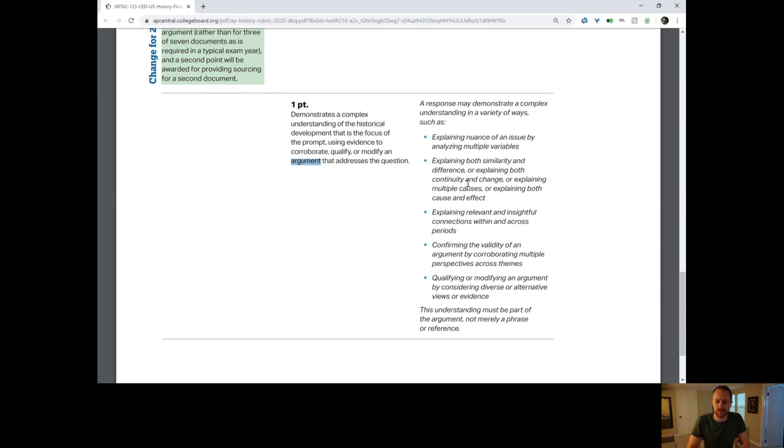Okay, so basically those are the historical reasoning skills that we've talked about this year. You can get it by explaining relevant or insightful connections within and across time periods, confirming the validity of an argument by corroborating multiple perspectives across themes. And then lastly, you can get it by qualifying or modifying an argument by considering diverse or alternative views of evidence. Okay, so I would encourage you to study that list, and I'm going to just say this. Most of you are going to have 1, maybe 2 of those that you can handle. Others of you are going to think you can do any of them, and you can't.